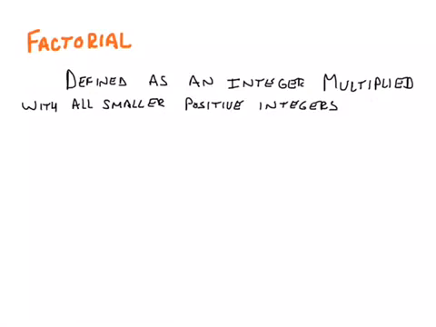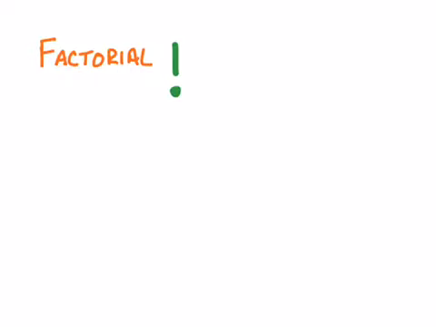I would like to do a quick little video on factorial. Factorial is defined as an integer multiplied with all the smaller positive integers below it. We use an exclamation point to denote factorial. So, for instance, if we had 4 factorial, we would have 4 multiplied with all the smaller positive integers below it. 4 times 3 is 12, times 2 is 24, times 1 is 24.